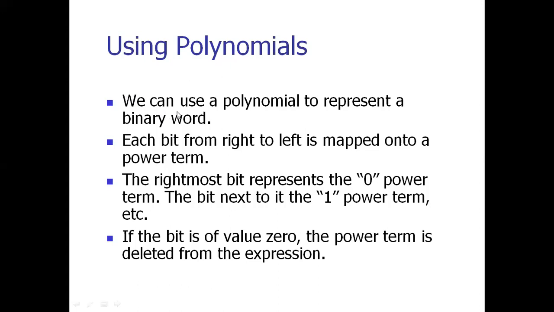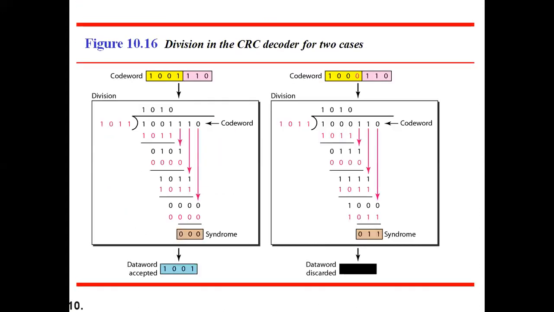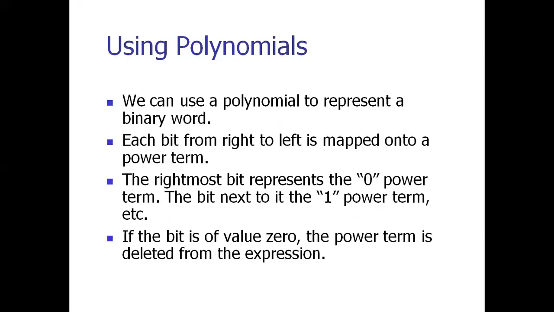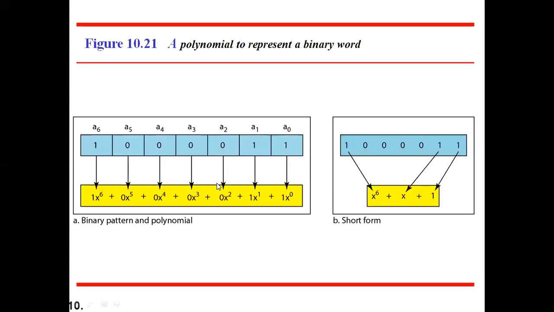So let's see here, we can use a polynomial to represent binary data. Yes, of course, we have to represent our binary in the form of polynomial data. In the previous case, binary itself we used for the division operation. Binary directly we used, but in this case, binary will be represented as a polynomial first, and then the division operation will be performed. So each bit from the right to the left is mapped onto a power term. So directly we'll see an example instead of this theory.